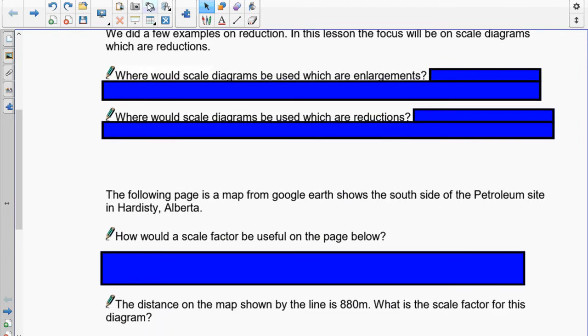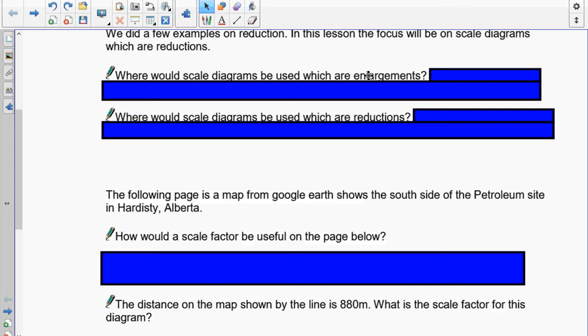So let's just talk about where you would use these things, right? Where would scale diagrams be used in which there are enlargements? Well, in manufacturing, you have to give a very accurate drawing of what you're trying to build. And sometimes some of the objects are very small that you want to manufacture. So what you would do is you would make a drawing of that, but you would make it larger so people could see the features of that little tiny thing.